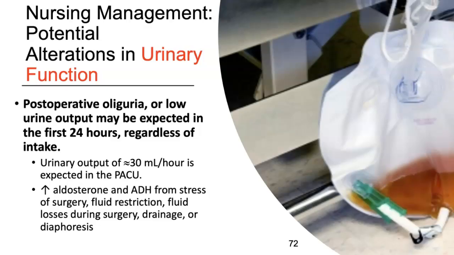So what about urinary function? Postoperative oliguria or low urine output in the first 20 hours after surgery may be expected regardless of fluid intake. So a urinary output of about 30 mLs per hour is expected in the PACU. It can be related to a change in aldosterone and ADH from the stress of the surgery, also from fluid restriction, fluid losses during surgery, drainage, or diaphoresis.